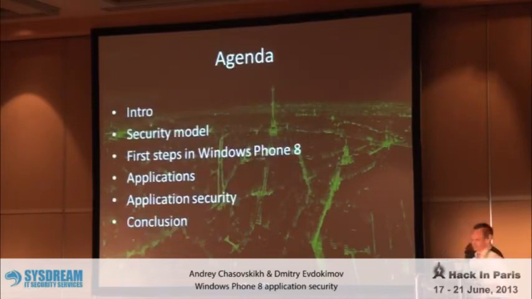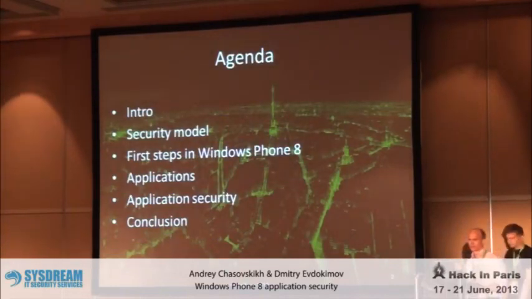So let's have a brief overview of today's talk. First we will shortly introduce Windows Phone 8. Then we will discuss its security model, the main concepts of its security model. After that we will talk a little bit about system internals, how you can learn the system, so how you can understand how the system and applications work. After that we will talk about applications, what a Windows Phone application is and how it looks, and finally we will talk about application security.